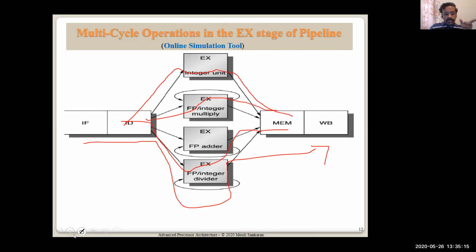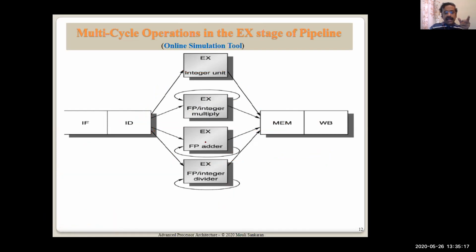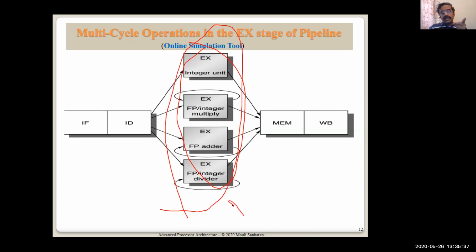So if I ask a question, how many instructions can be in this stage and how many blocks will be busy during this stage? The answer is one for both. One instruction will be in this stage, and only one block will be busy. Based on what? Based on what instruction is being executed currently. If it is performing an integer add, this unit will be busy performing the add during the cycle.